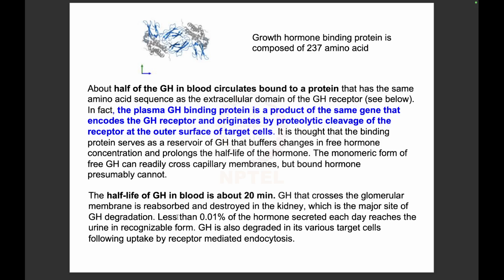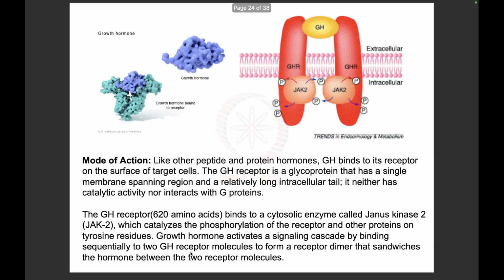The half-life of this hormone is about 20 minutes, and it crosses the glomerular membrane, is reabsorbed and destroyed in the kidney, which is the major site of growth hormone degradation. Less than 0.01% of the hormone secreted each day reaches the urine in unrecognizable form. Growth hormone is also degraded in its various target cells following uptake by receptor mediated endocytosis.